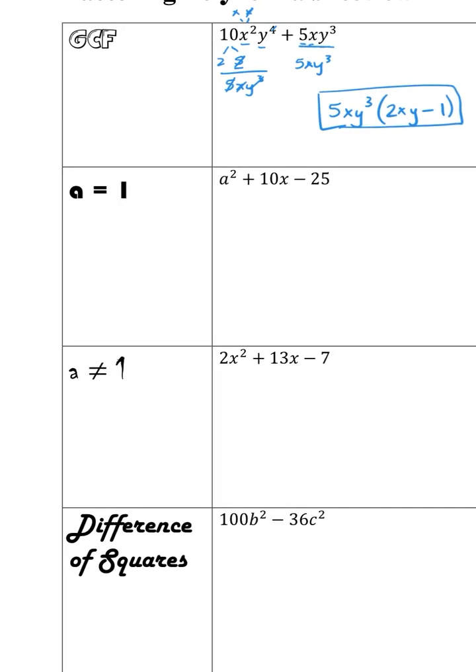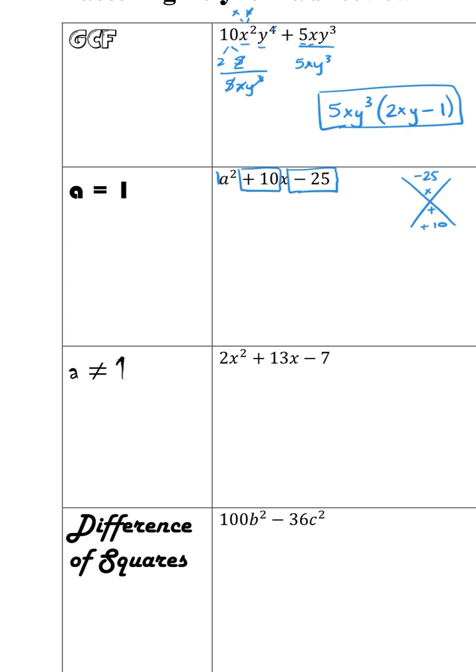When a equals 1, meaning there's no coefficient in front of that a squared. Remember, we're going to just do our x, and we want the term that they multiply to get on the top, and the term that they add up to on the bottom. So on the top, we put our c term, which is -25. And on the bottom, we put our b term, which is +10. So I'm looking for all the different ways I can multiply two numbers to get -25, but that they add up to get +10.